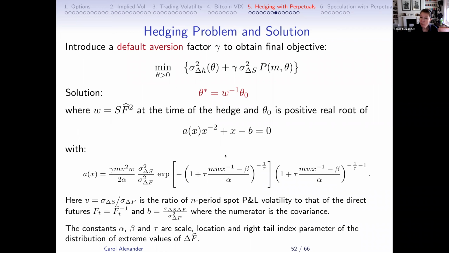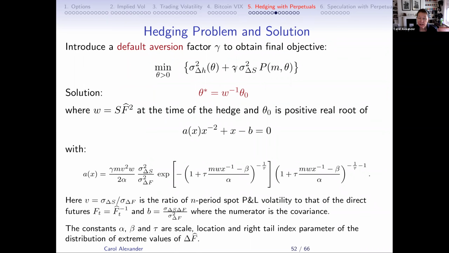So to put them all in one objective, we introduce a default aversion parameter, calling it gamma, and we also multiply this default probability by the variance of the underlying so that they're in commensurate units. And obviously the more averse to default you are, the higher the parameter gamma. And so our results will depend on different values that we assume for default aversion.